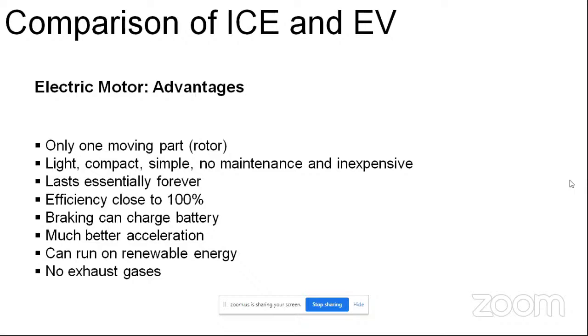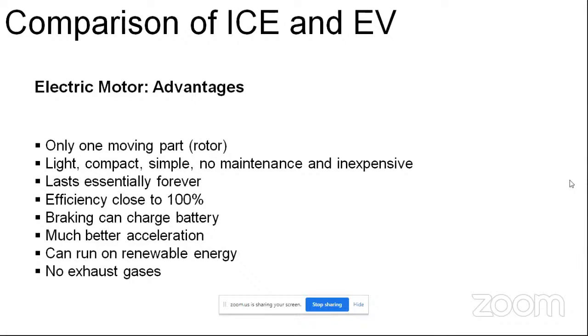They ideally, or essentially, last forever. Their efficiency is also close to 100%. Motors always have an efficiency of around 95%. This close to 100% efficiency is making us use them more and more. And in an electric vehicle, braking can also be used as an energy source.